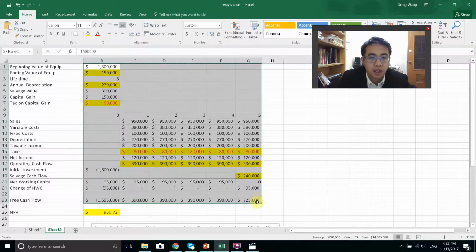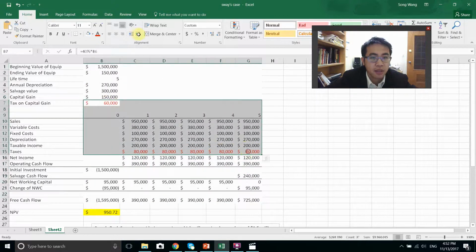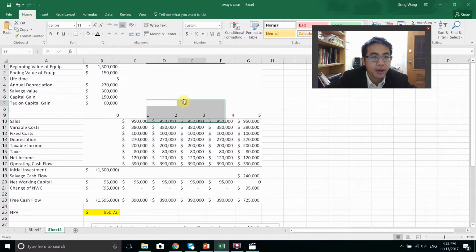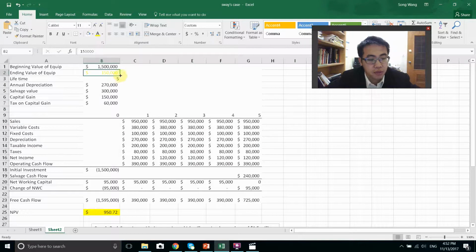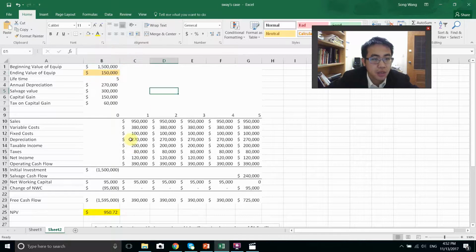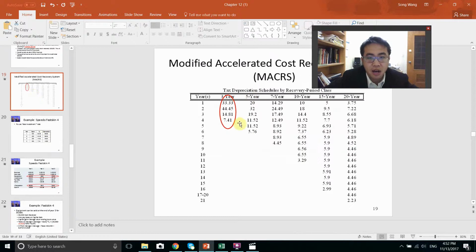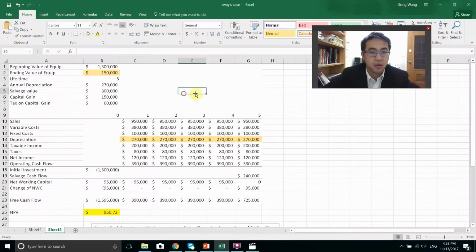So right here, let me just change everything back to the original format. And I want you guys to observe this ending book value, and also the depreciation each year. All right, so this is a 5-year asset. So I'm going to use the MACRS table designed by the IRS, and here are my numbers. You see, this is for the 5-year asset class. So 20, 32, 19.2. All right. So this is something I'm going to do.